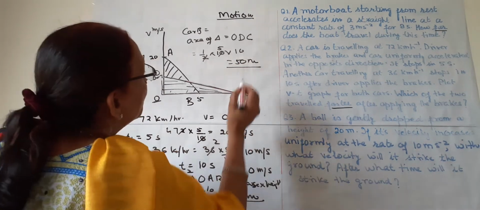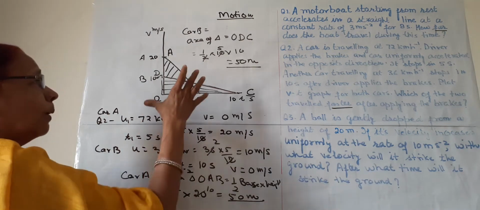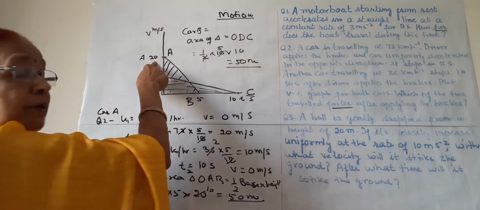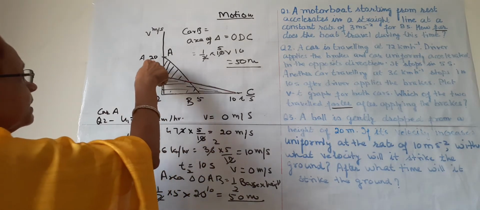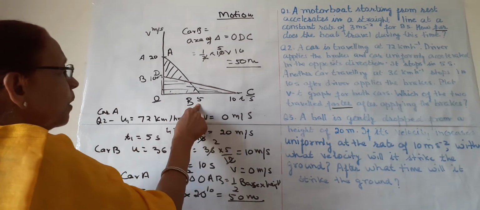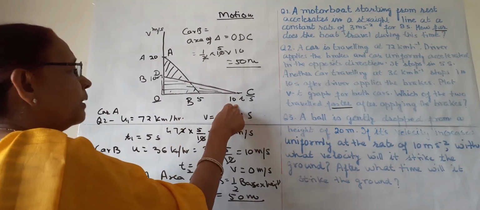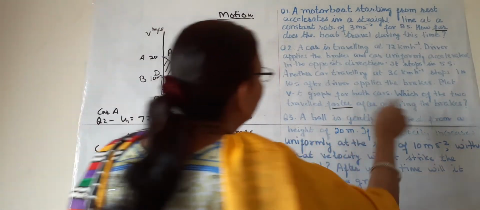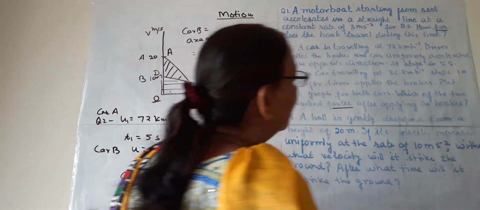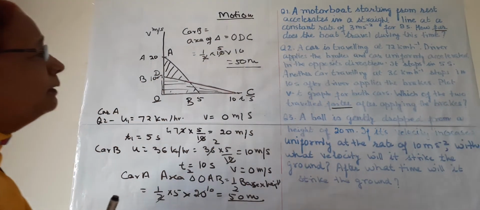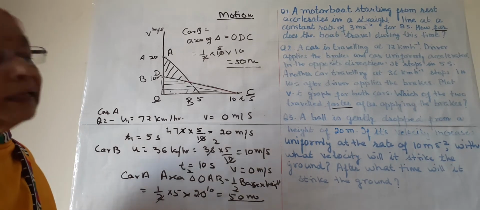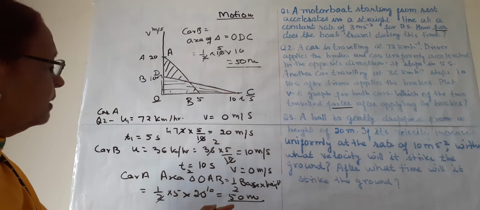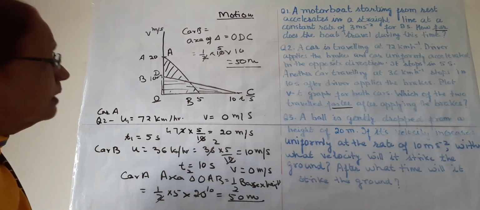It means both the cars stopped after running the same distance. The speed of one is 20 meter per second. The other is 10. One stops in 5 seconds. The other stops in 10 seconds. But they travel the same distance. So which of the two traveled faster after applying the brakes? No one traveled faster. Both travel the same distance. So this is the answer.